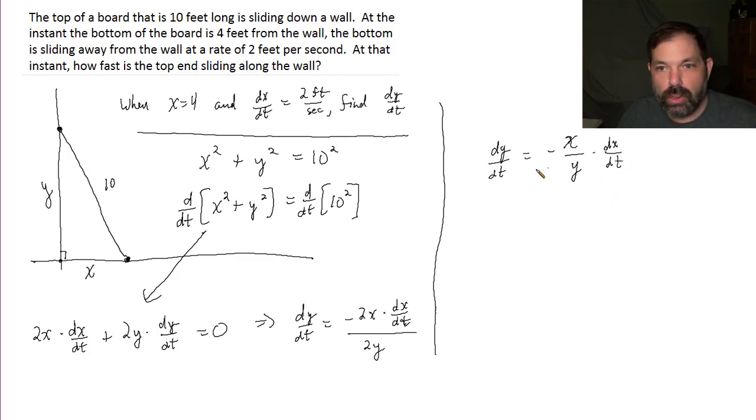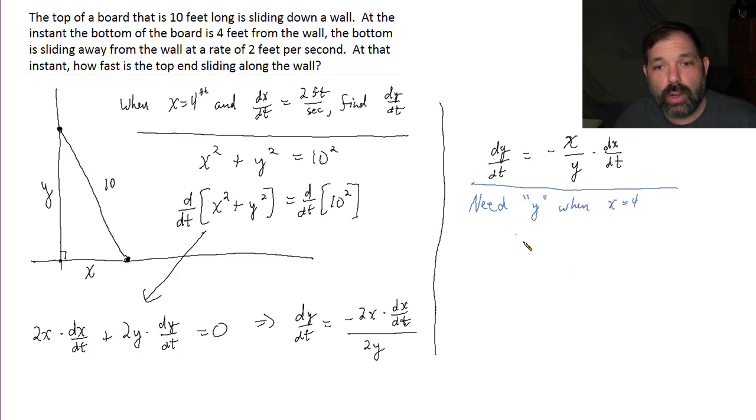So now let's think about that. What do I know? I know x is 4 feet, and I know dx/dt is 2 feet per second. I don't know y. I've got to figure out y first. Now to figure out y, I can go back to the formula. I need y when x equals 4.